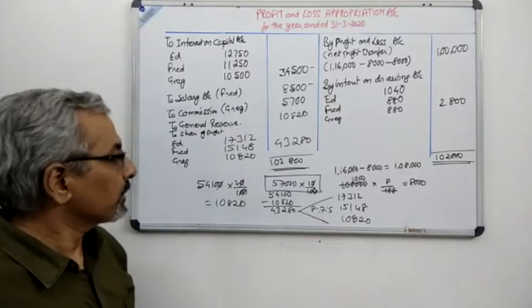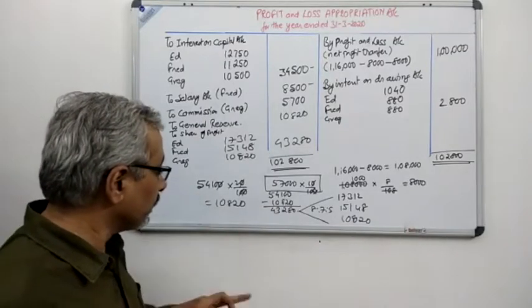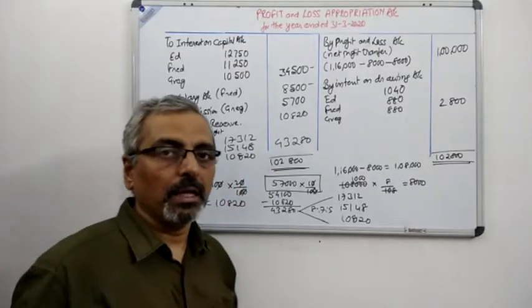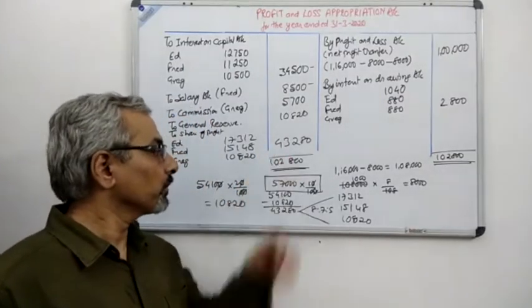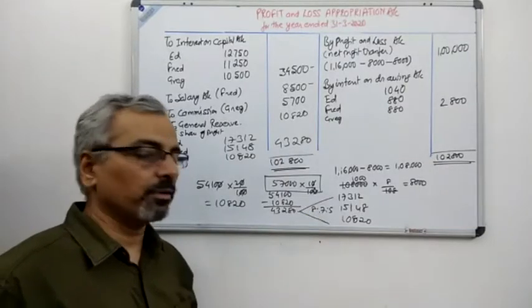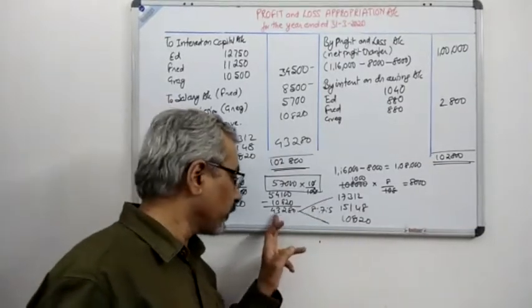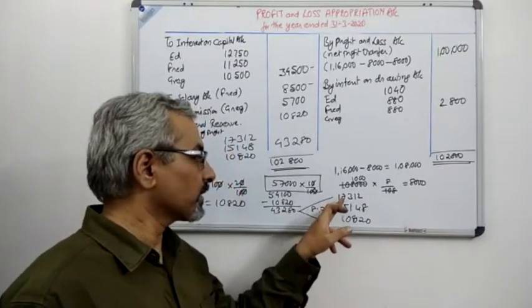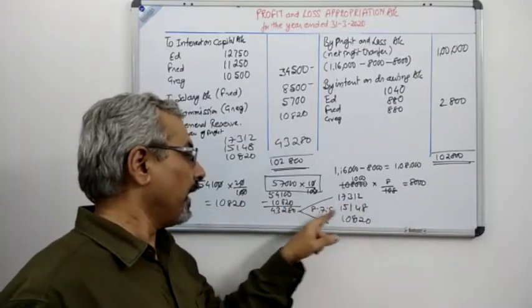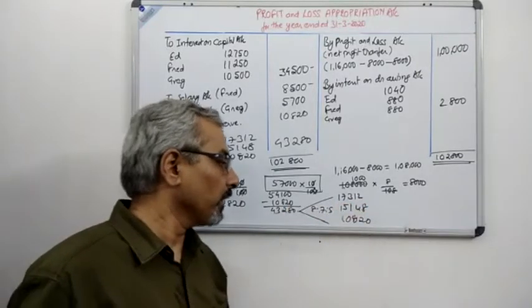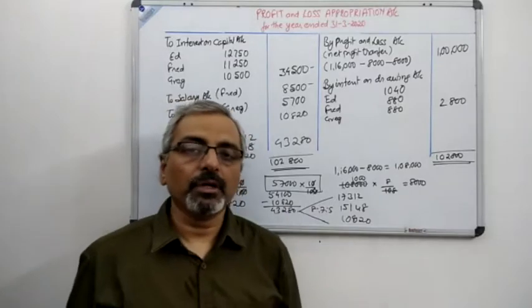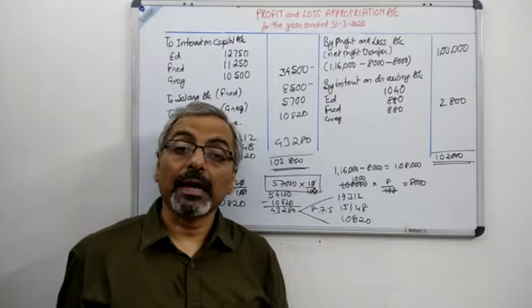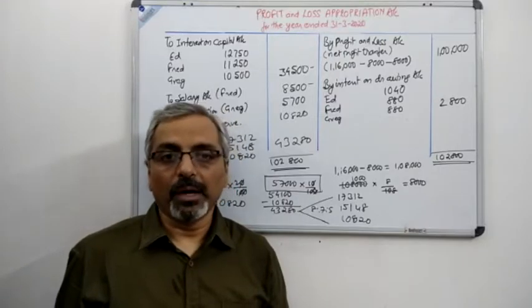After that, we subtracted from 54,100 10,820 to get a figure of 43,280, and we distributed that 43,280 in the ratio of 8:7:5. That means we divided 43,280 by 20, multiplied the same with 8 to get 17,212 and 15,148 and 10,820 respectively. After completing this long profit and loss appropriation account, now we'll move on to the capital account and current account of the partners.